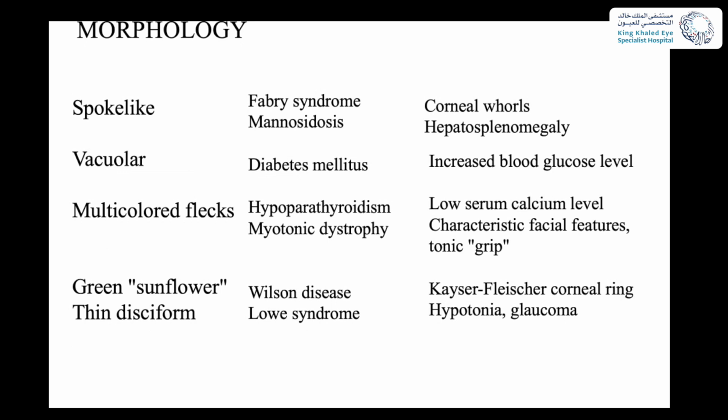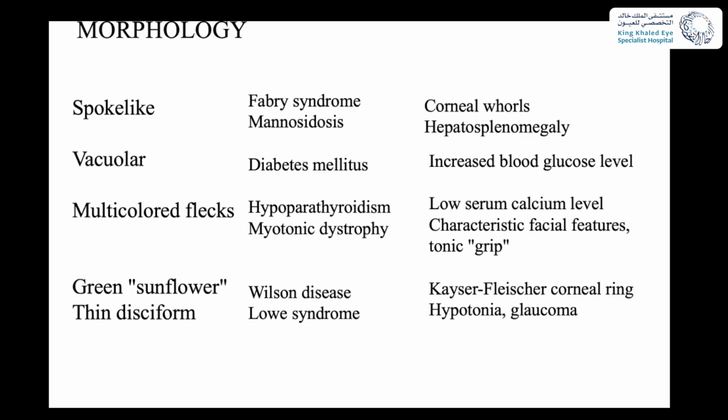Morphology can sometimes give you a guideline to make the diagnosis. Spoke-like lights could be seen in Fabry syndrome, where you could see corneal whorls, or in mucolipidosis, where you could see hepatosplenomegaly. And in diabetes, you could see some vacuoles, and sometimes you find that the blood sugar is high in these kids.